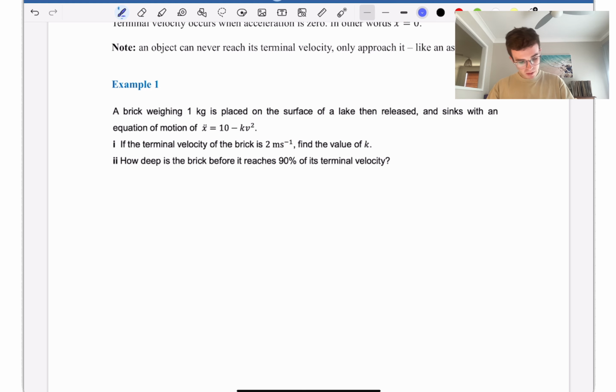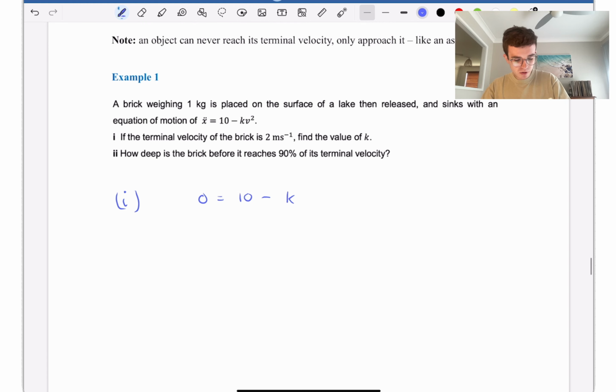So, terminal velocity occurs when acceleration is 0. Now, acceleration is x double dot, so 0 is equal to 10 minus kv squared. We're told the terminal velocity is 2. So that's going to make what? k is 2.5. 10 divided by 4 is 2.5. So part 2, my equation of motion is x double dot is equal to 10 minus 2.5 v squared.